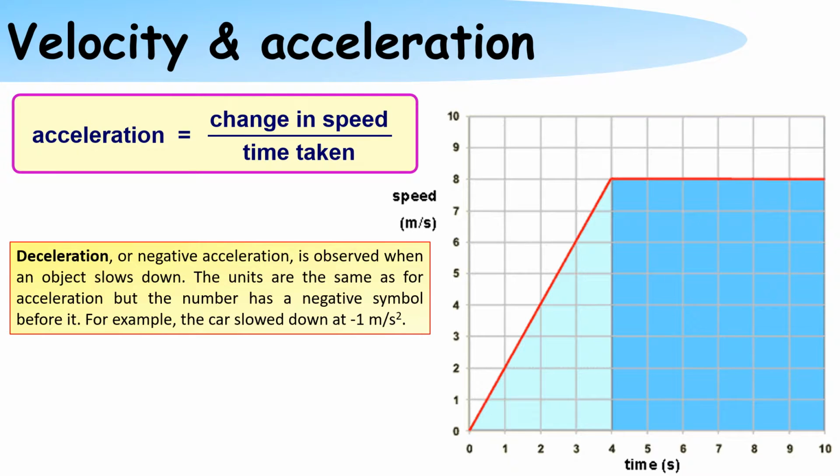Deceleration or negative acceleration is observed when an object slows down. The units are the same as for acceleration, but the number has a negative symbol before it. For example, the car has slowed down by minus 1 meter per second.